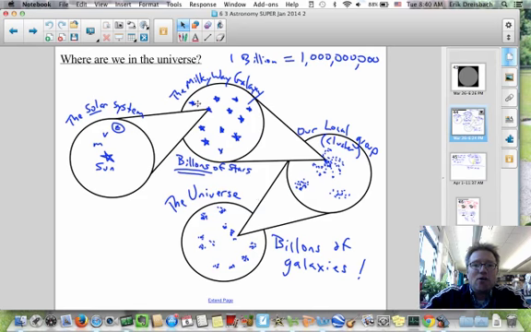The first part, thinking of the whole universe. Where are we in the universe? And you can think about that in terms of this slide right here. If we start with our solar system, there's our star, the sun. Here's our solar system, there's Earth.